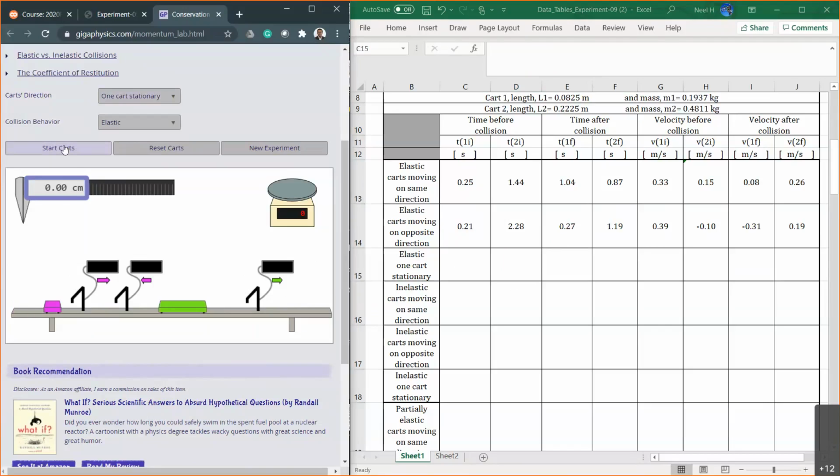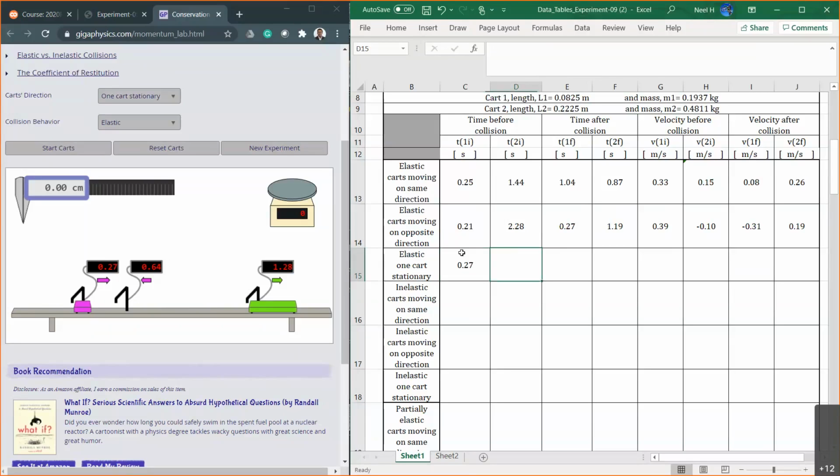Let's start the carts. You can see the green one was stationary, but after collision, you have seen what happened. So let's check this again. After collision, you can see green moves to the right, but the pink actually bounced back, right? So because of that, the pink after collision is actually a negative number. Let's record the data. Before collision, cart number 1, 0.27.